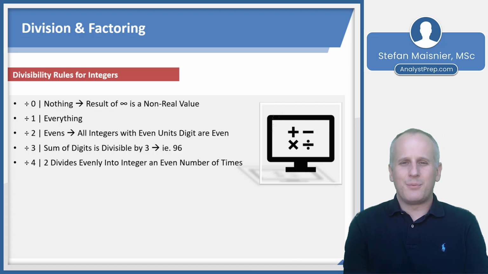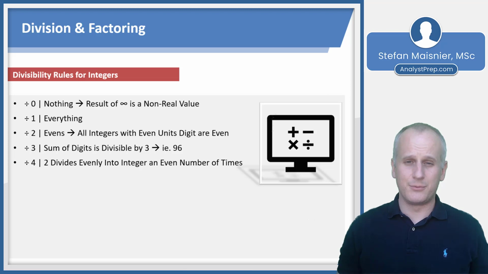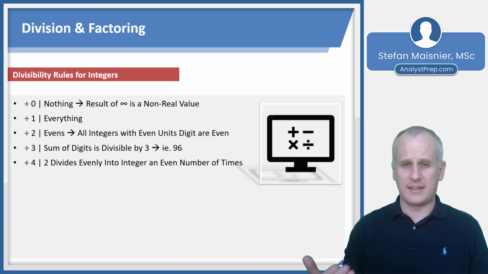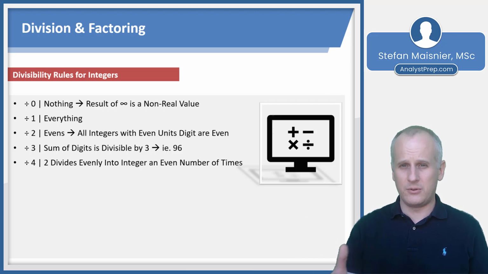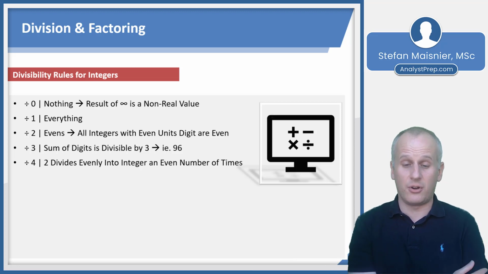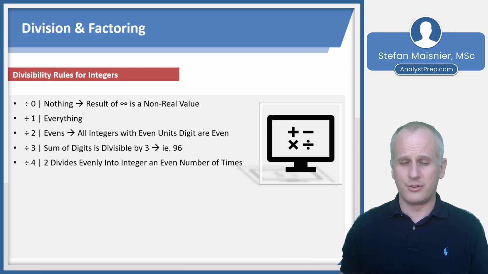Now, for 4, you just want to test if 2 divides evenly into the integer an even number of times. So, for instance, with 96, 96 divided by 2 is 48, and since 48 is even, I know I could halve it again to figure out how many times 4 goes into the integer 96, and that, of course, would be 24. So, generally, if you're testing your factors in such a way that you need to test divisibility, you're probably going to test it all the way through. So you could just determine whether 2 divides into the integer you're testing an even number of times to see if 4 is going to be a factor as well.